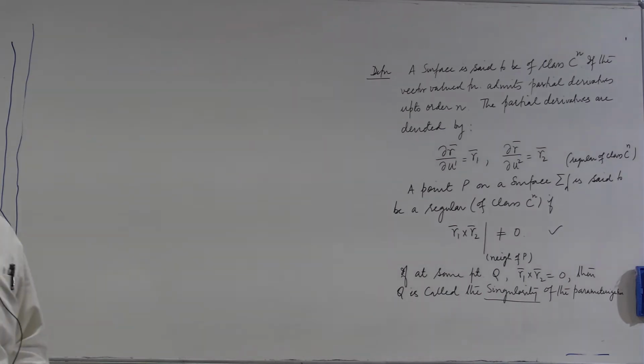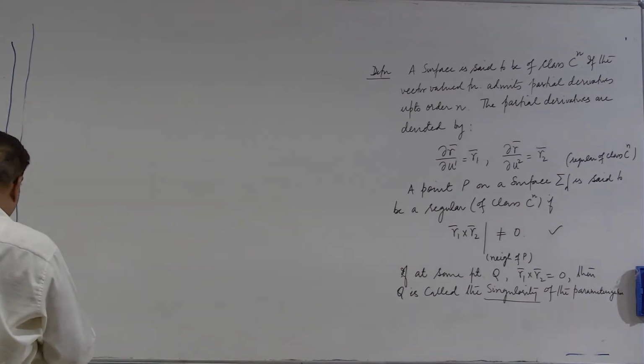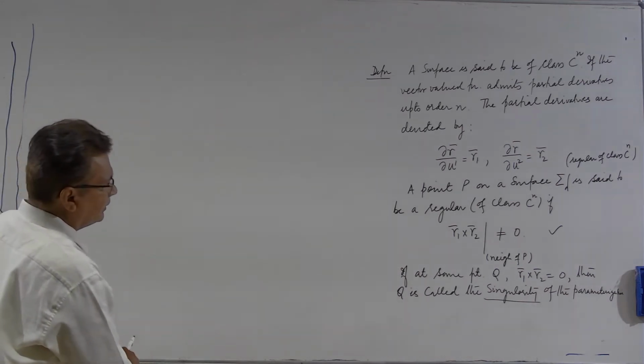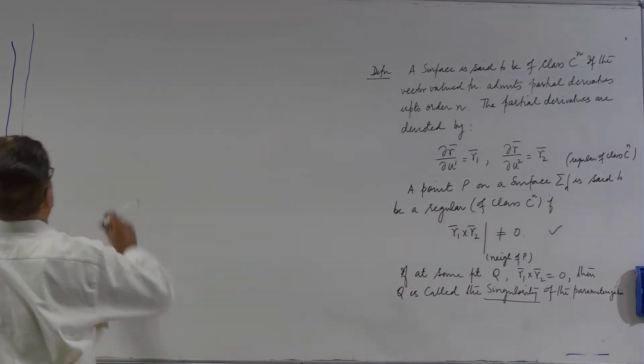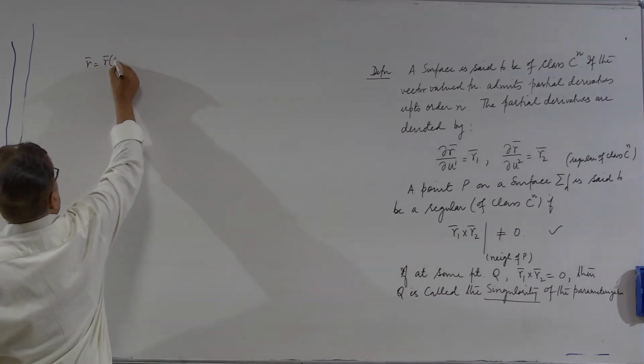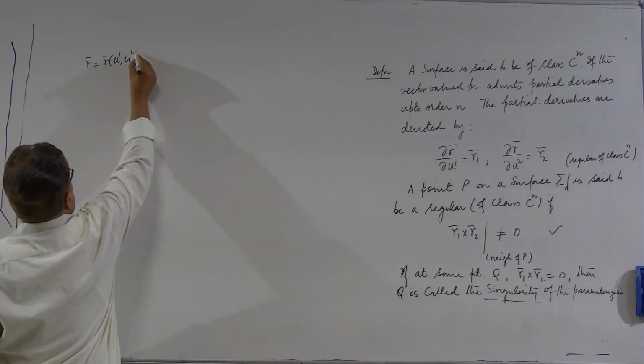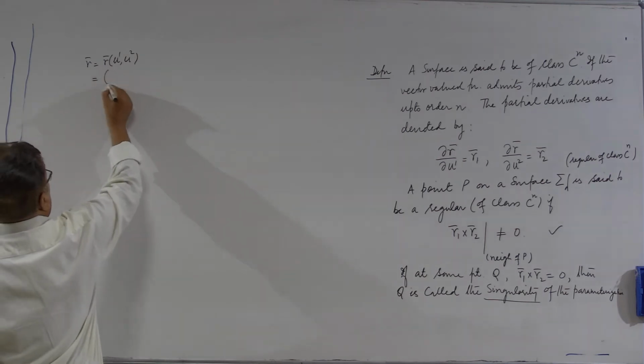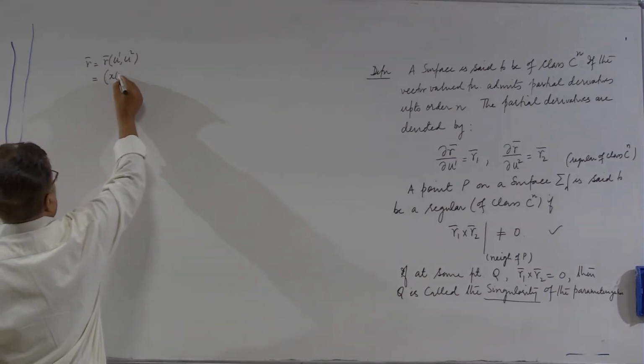We use the word regular, and this is equivalent to smoothness, smoothness of class C n, differentiable up to class C n. Now, regularity in terms of the components. Start with a surface r equal to r of u1, u2, and suppose the components are x, y and z.